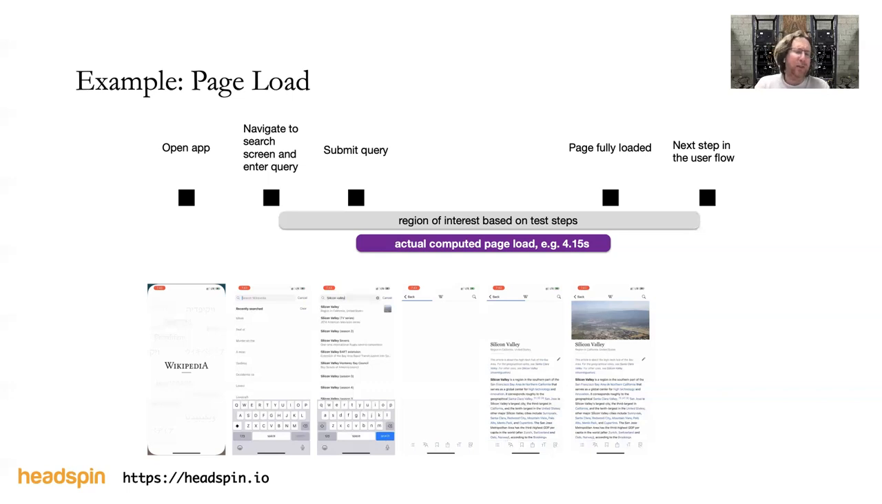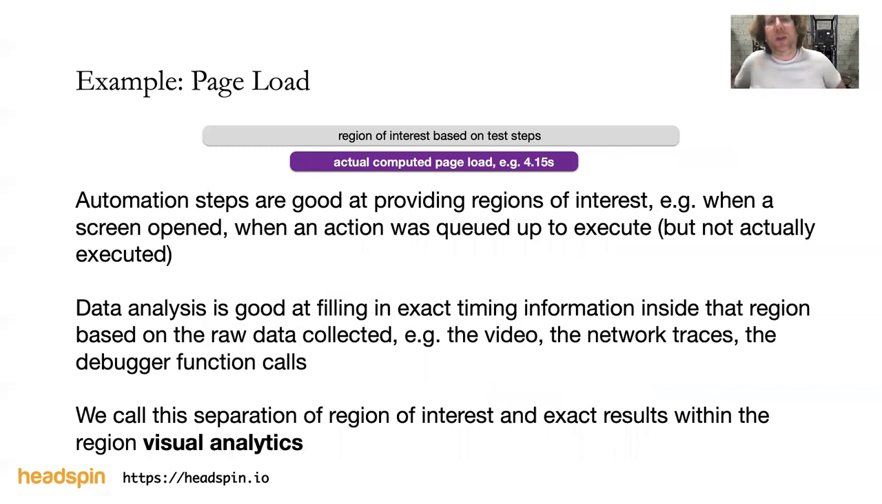But if you go into the details, for example, when you actually submit the search query, how long does it take to actually enter that user event and respond? It gets very fuzzy in the automated testing world. Automation frameworks are good at giving you these regions of interest based on automated events, but they're not very precise: when you queue up an event to run on the system, when does the event actually run?